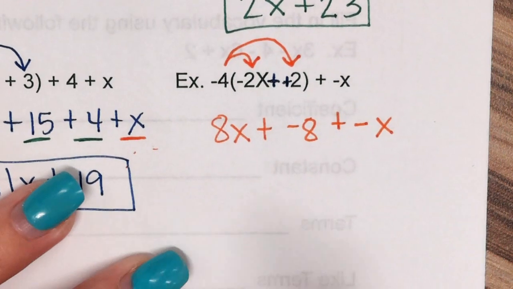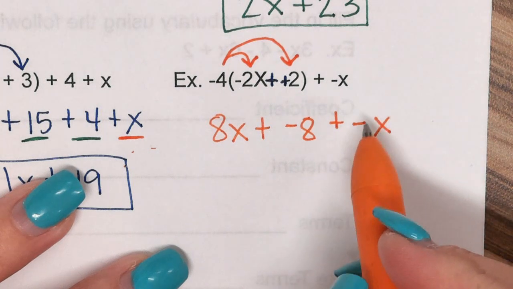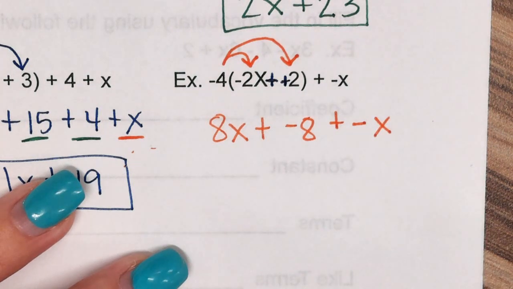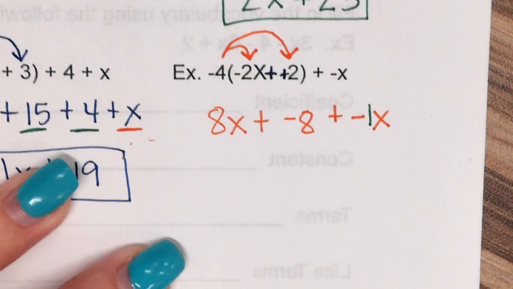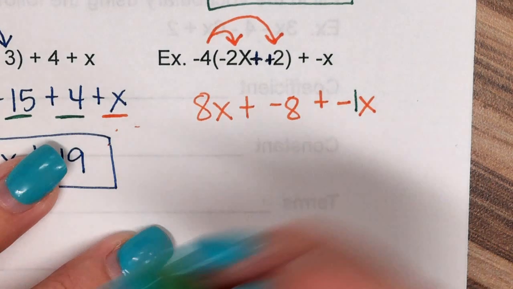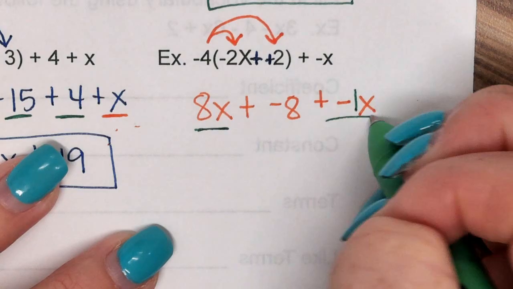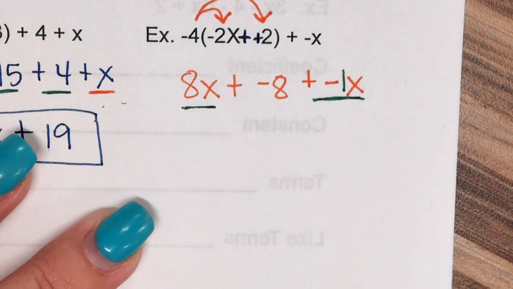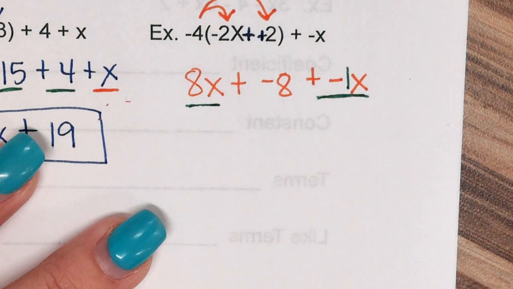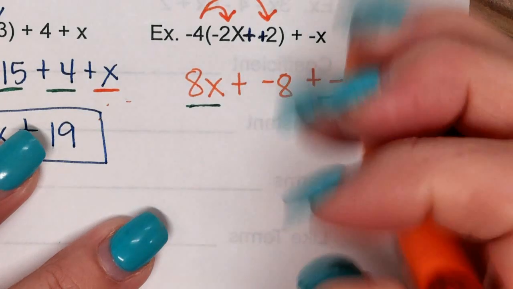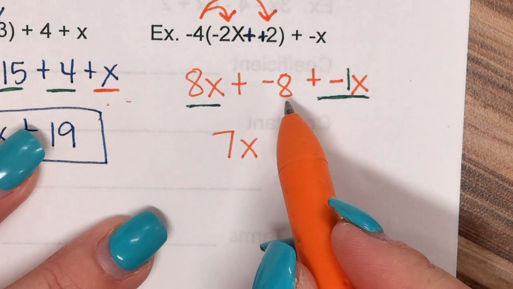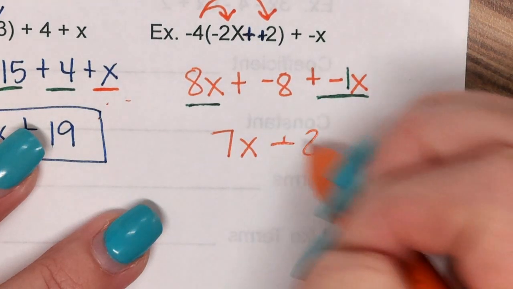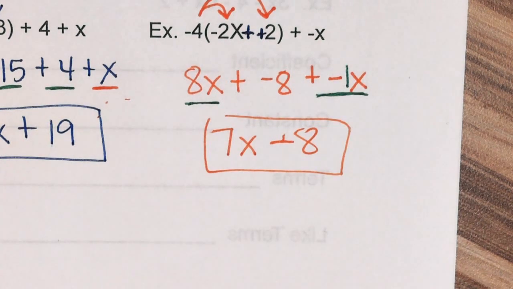Now, question. Does this x have a coefficient? Yes. What is it? A negative 1. If it helps you to see it, put it there. So I can combine 8x plus negative 1x. What is 8 plus negative 1? 7x. And then I just keep this. So I can either put plus negative 8 or I could put minus 8. You choose the way you want to write it. It does not matter.